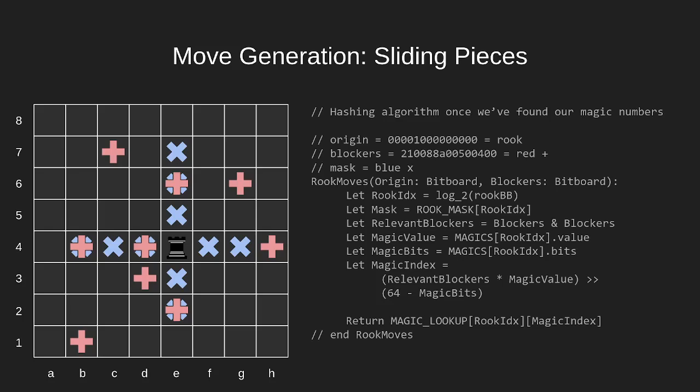The hardest part of this whole process is actually finding the magic numbers necessary for the program, which essentially involves using the slower iterative solution shown previously to programmatically check if a magic number works or not, and then adding it to the magics table once found.